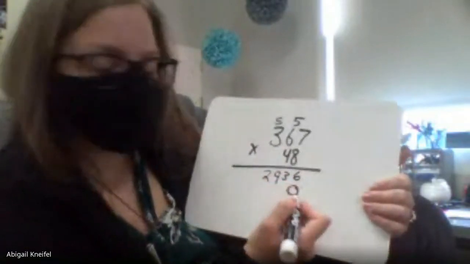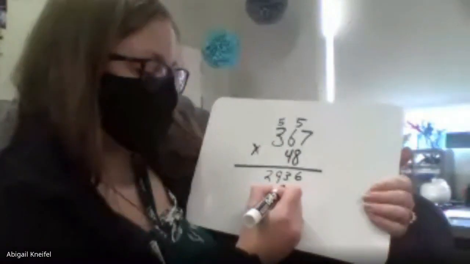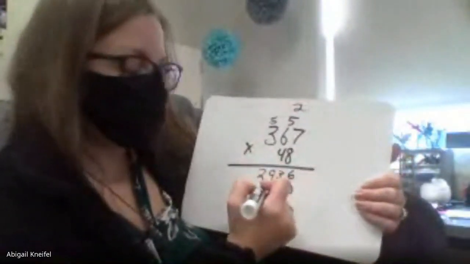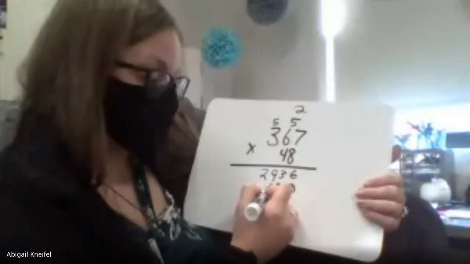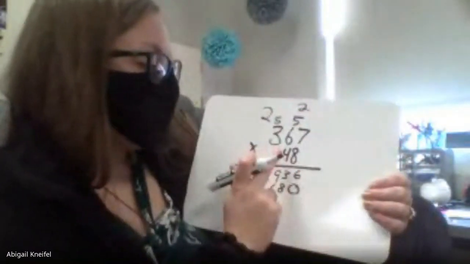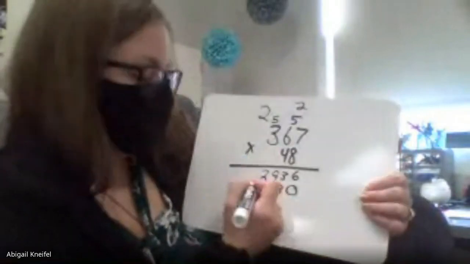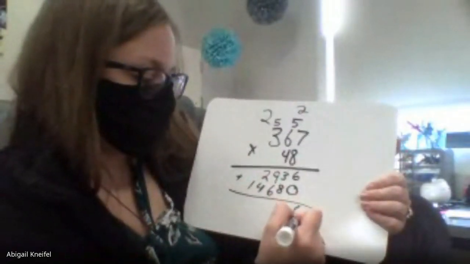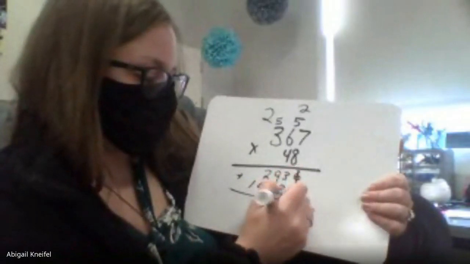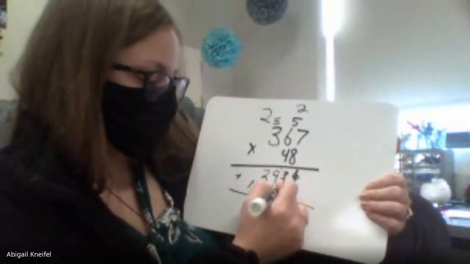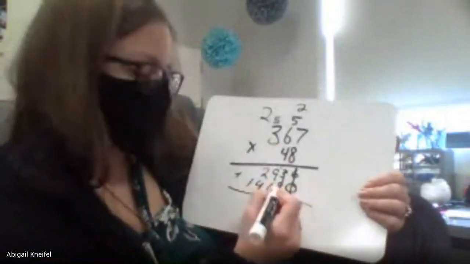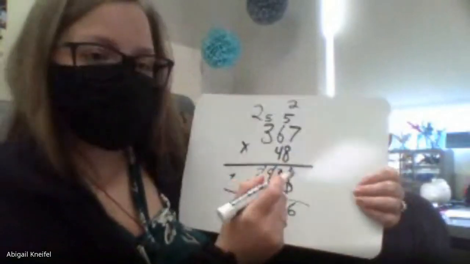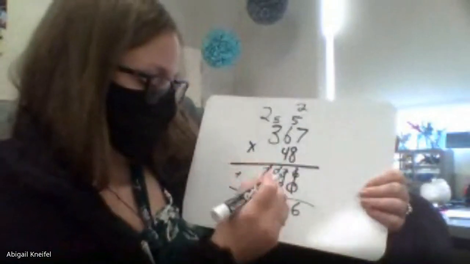Don't forget your 0. 4 times 7 is 28. Put my 8 down below. Carry my 2. 4 times 6 is 24 plus 2, which is 26. Put my 6 down below. Carry my 2. 4 times 3 is 12 plus 2 is 14. Now I got to add it up. 6 plus 0, 6. 3 plus 8 is 11. Carry my 1. 6 plus 9 is 15. Plus 1 is 16. Carry my 1. 4 plus 2 is 6. Plus 1 is 7. 1 plus nothing is 1.